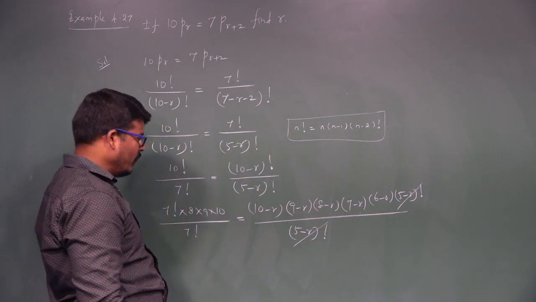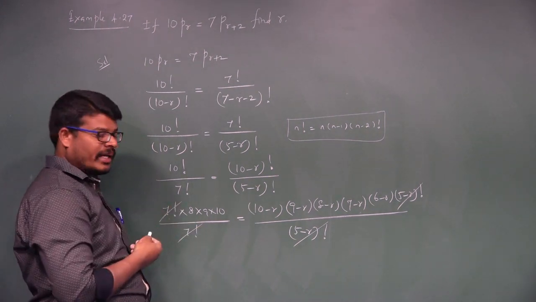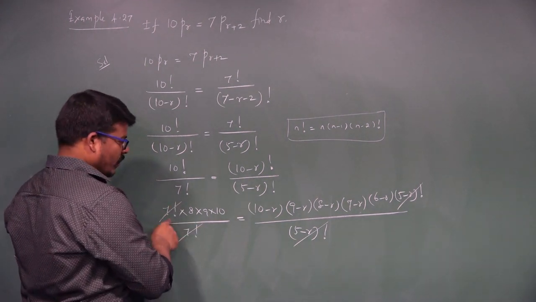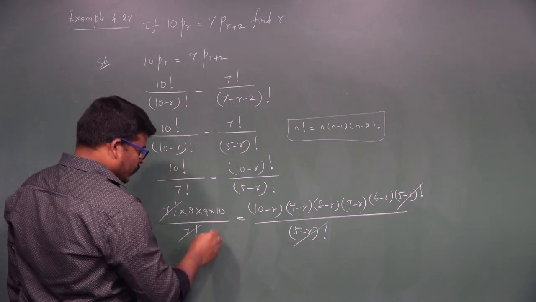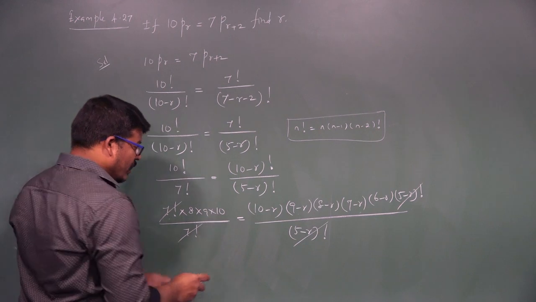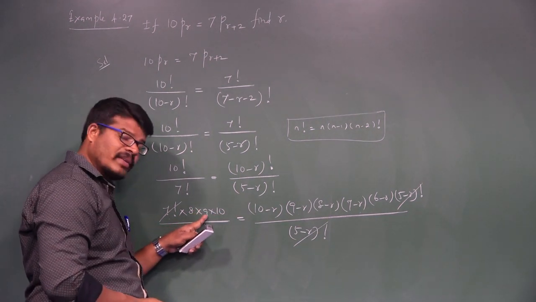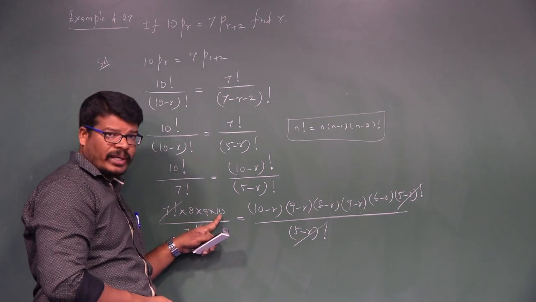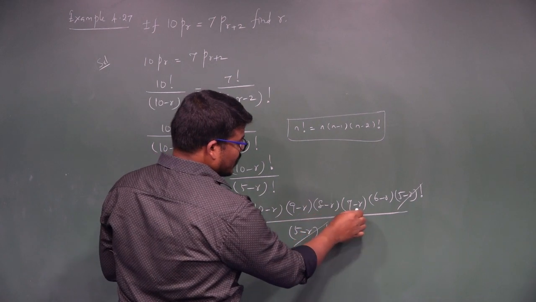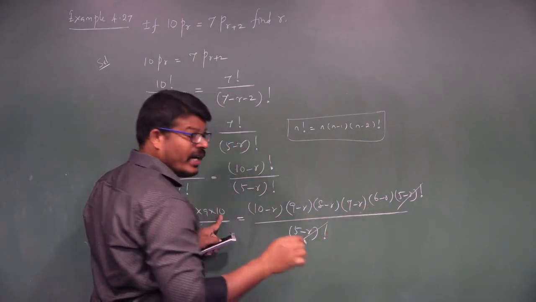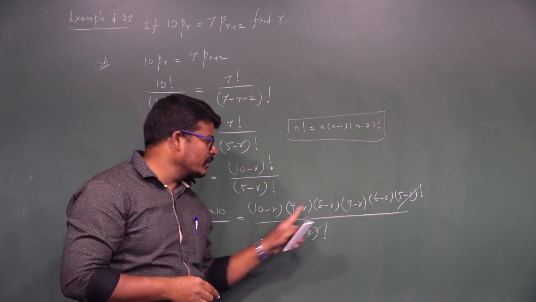Now find the value of r. Here 7 factorial and 7 factorial are cancelled. Now write 8 into 9 into 10. Now multiply the values: 8 into 9 is 72, and 72 into 10 is 720. So 720 equals (10 minus r), (9 minus r), (8 minus r), (7 minus r), and (6 minus r). Now find the value of r. There are 5 terms.